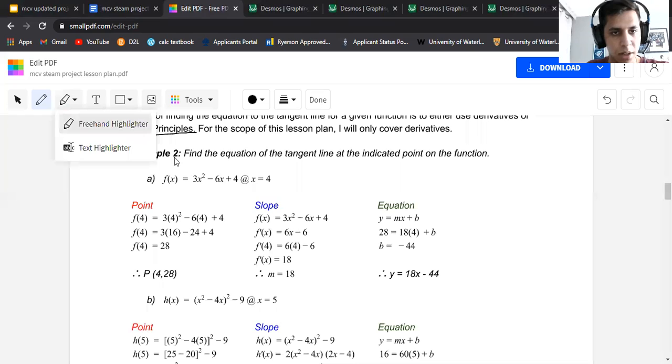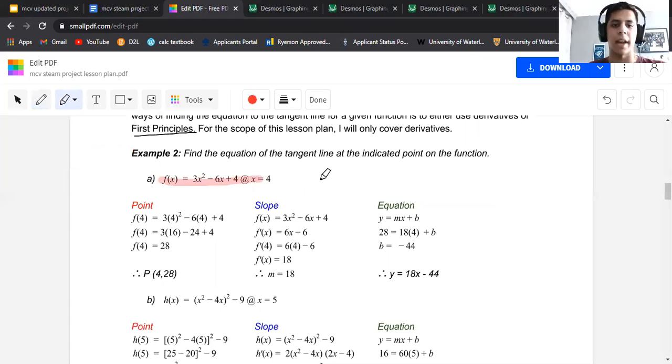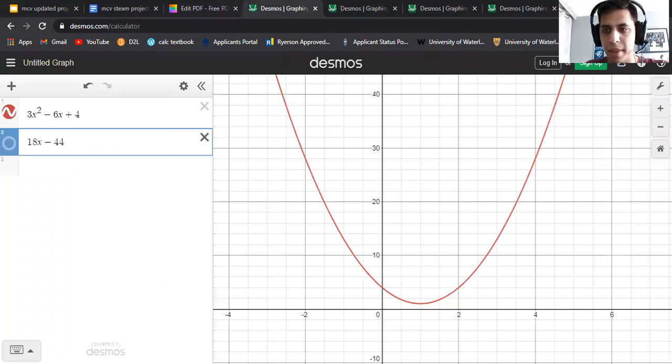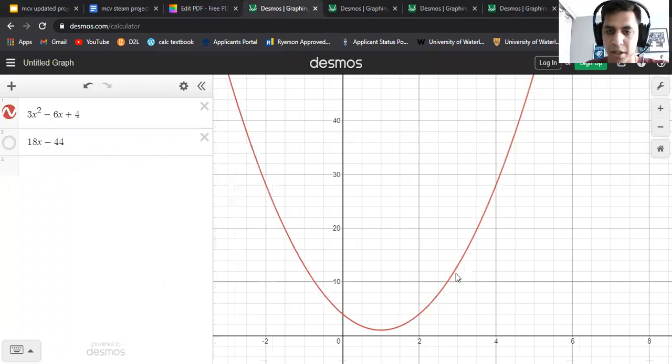Let's see the question here. We got f of x is equal to 3x squared subtract 6x plus 4 at x is equal to 4. So let me take a peek right here. I have 3x squared right here. And as you guys can see, it's a concave upwards graph, and we're finding the instantaneous rate of change, or the tangent to the curve, at x is equal to 4. So as you can see, x is 4 right here.